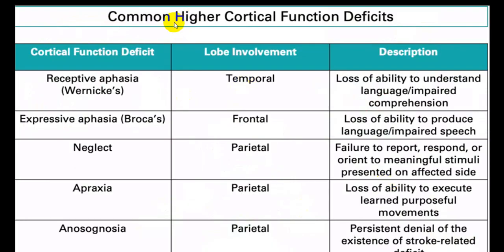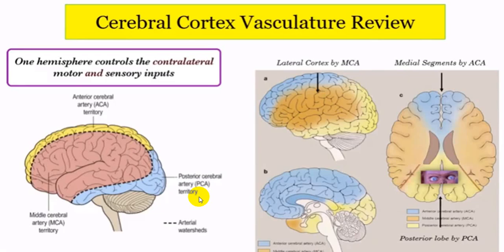Higher cortical function damage, higher cortex damage. You will have a Wernicke aphasia if the temporal lobe is involved. If you have the frontal lobe involved, you will have a Broca's aphasia. If you have the parietal lobe involved, you will have a hemi-neglect. You will have apraxia and you will have agnosia. So these will be the cortical findings because of damage to the cortex. We have already shown you that one hemisphere controls the contralateral motor and sensory input.